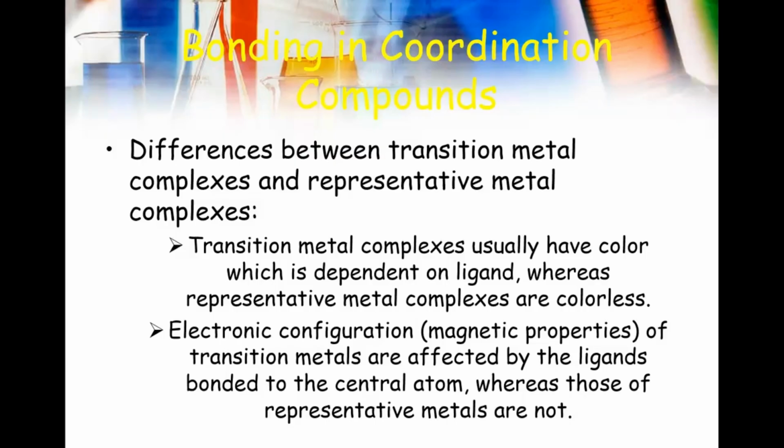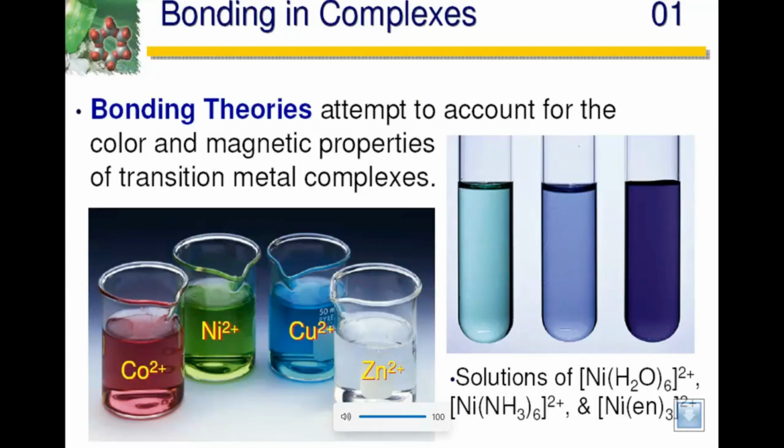And the electronic configuration or the magnetic properties of the transition metal are affected by the ligand bonded to the central atom, whereas those of the representative metal do not. So for the bonding in complex, the bonding theory will attempt to account for the color and magnetic properties of the transition metal complex.